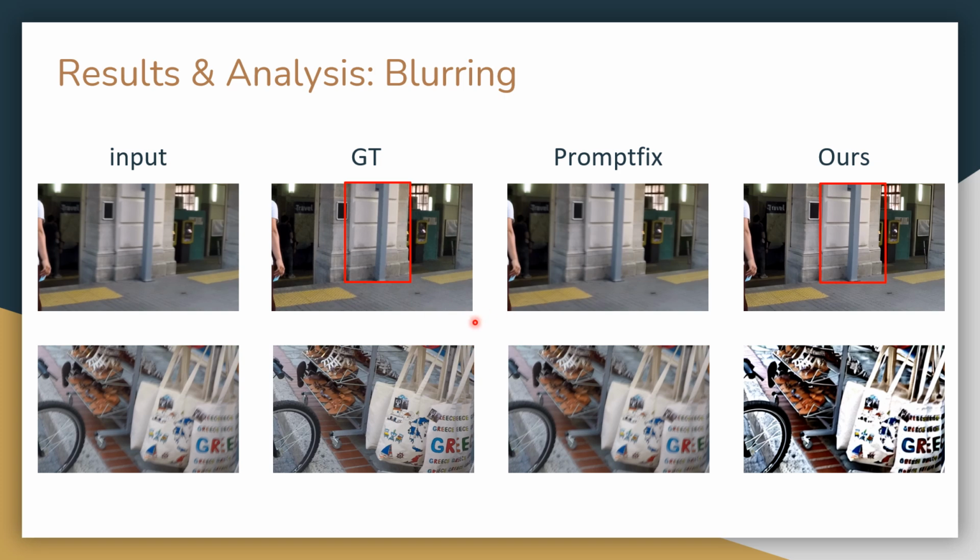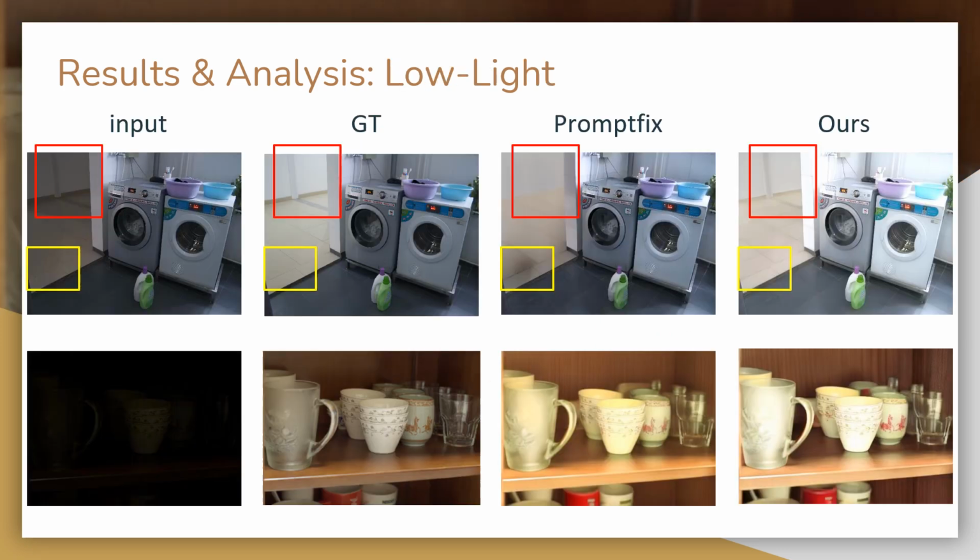The second row is a little bit over diffuse, but this indicates that our method has the ability to do this task. For low-light enhancement, our method has high fidelity compared to PromptFix. Moreover, PromptFix generates artifacts in the yellow bounding box, which our method doesn't have, but sometimes we still have some overlighting results.